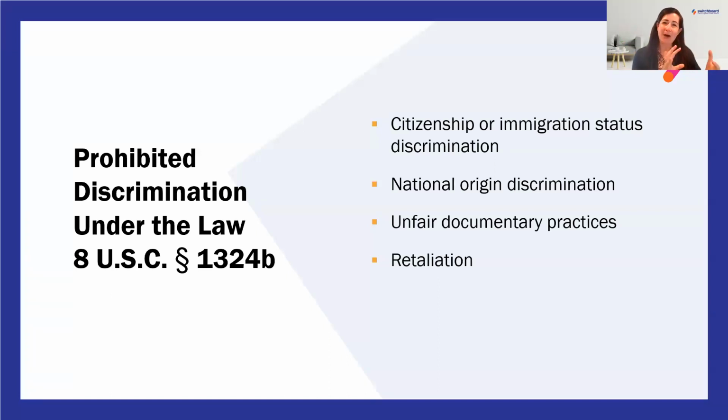But in terms of the law, the 4 different types of discrimination that IER investigates are citizenship or immigration status discrimination, national origin discrimination, unfair documentary practices, and that's the part that involves the Form I-9 and E-Verify, and it is by far the most common type of discrimination that we see. And the last is retaliation. And so I'll turn it over to Ramya to discuss citizenship status discrimination.